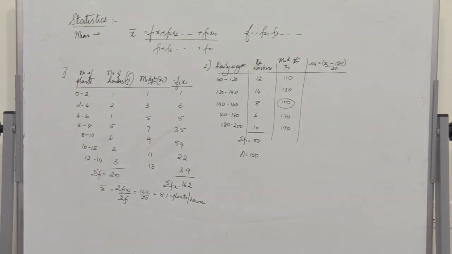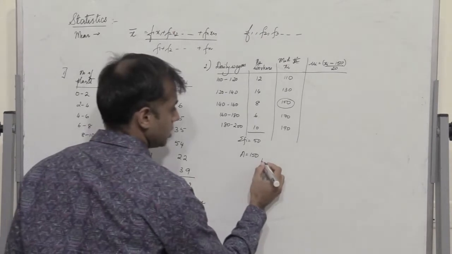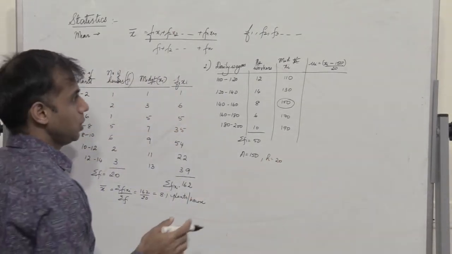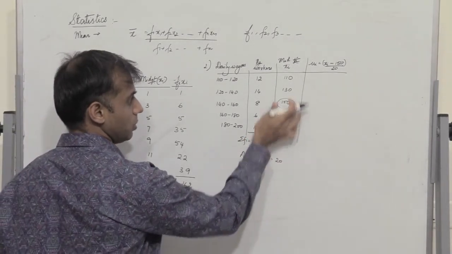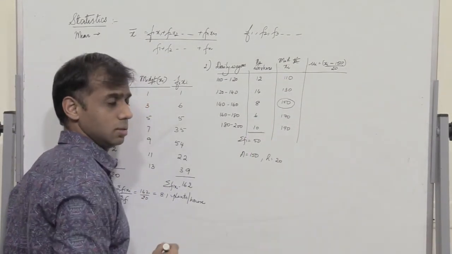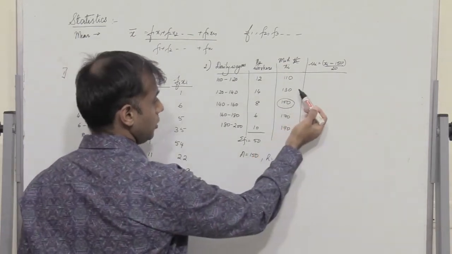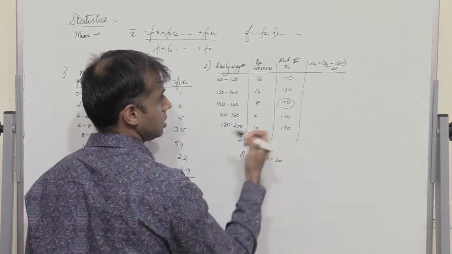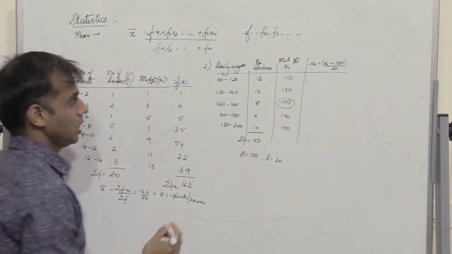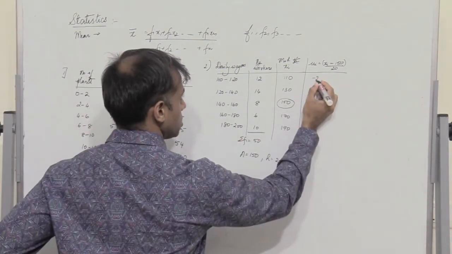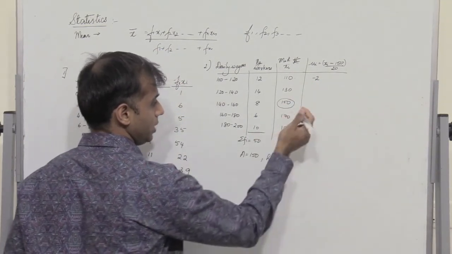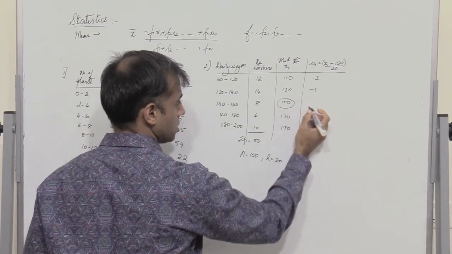Right? So the range happens to be 20, which is h. So h is the class interval, which is 20. We want to reduce the value here because the midpoint range is too large. Therefore, xi minus 150 divided by 20. So we get minus 40 divided by 20, which is minus 2. 130 minus 150 is minus 20 divided by 20, which is minus 1.